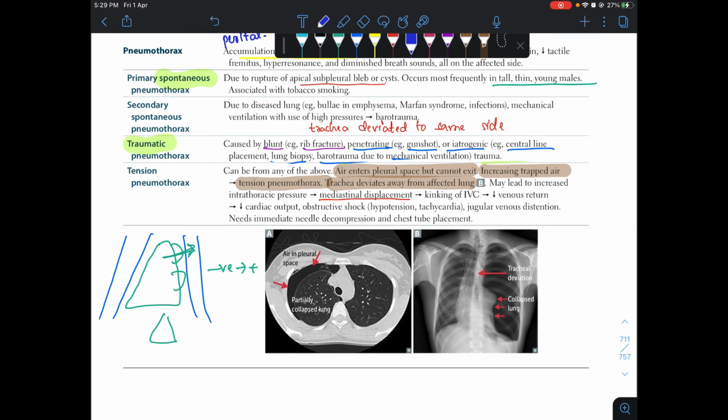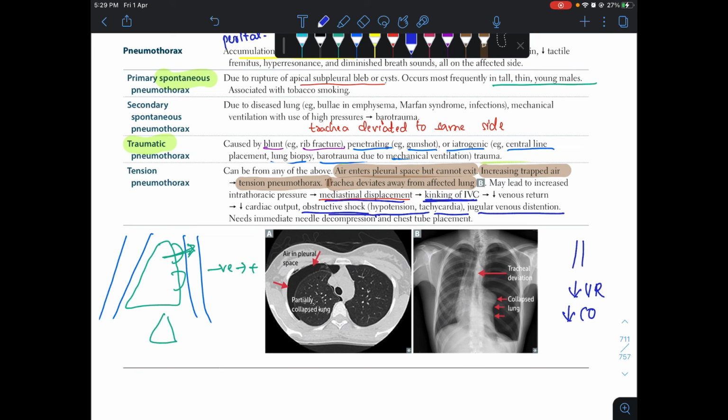When there is mediastinal displacement, this leads to kinking of the inferior vena cava. When there is decreased size of the inferior vena cava, this leads to decrease in the venous return to the heart, and this decreases the cardiac output and eventually leads to obstructive shock, that is hypotension and tachycardia. There will also be jugular venous distension.